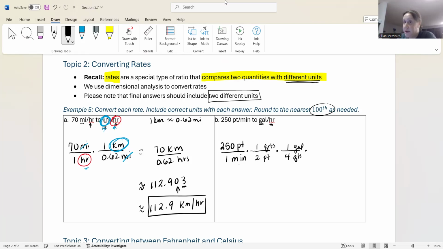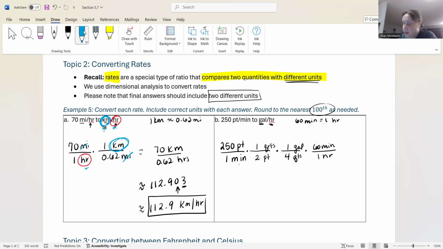Now I need to address minutes and hours. So I need to convert minutes to hours. And this is not a conversion. I don't remember if this is on your conversion sheet, but this is just basic time. We know how time works. And just know that there are 60 minutes in 1 hour. So when I multiply by a unit fraction relating minutes and hours, this time I want minutes in the numerator so they cancel. Okay, so I want 60 minutes over 1 hour. And let's see what this gives us, okay?